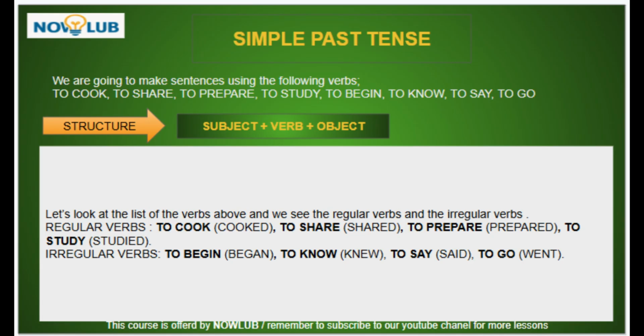The irregular verbs that we have in this list: we have to begin, past tense of to begin is began. To know, past tense is knew. To say, past tense is said. To go, past tense is went.